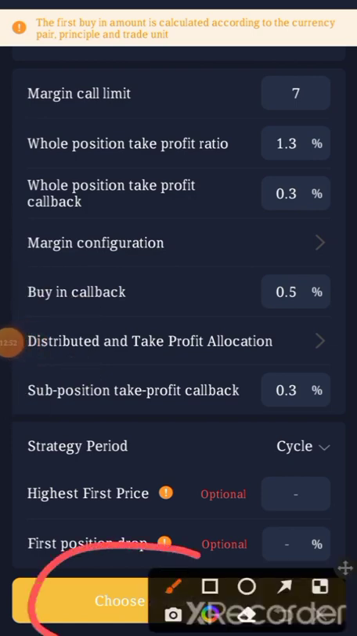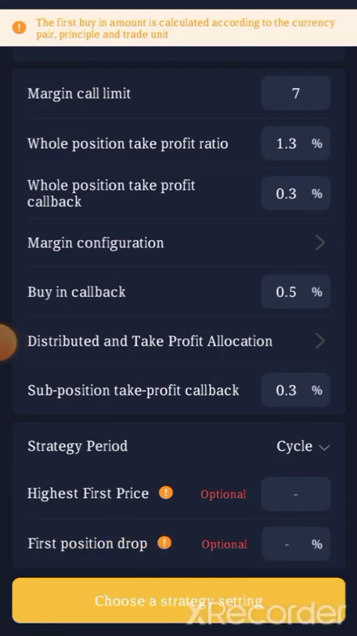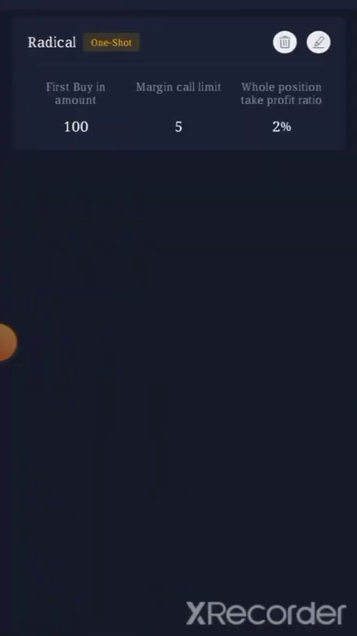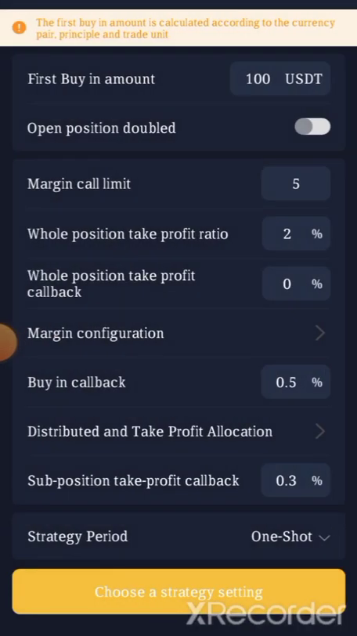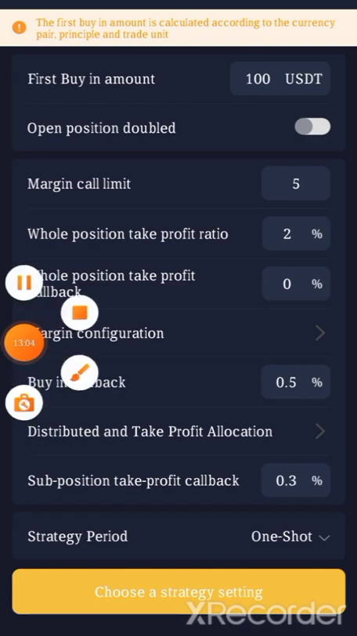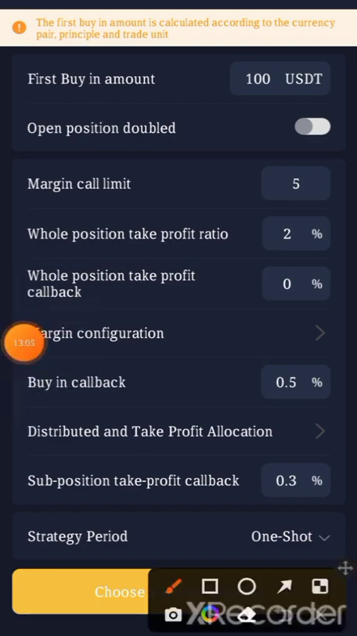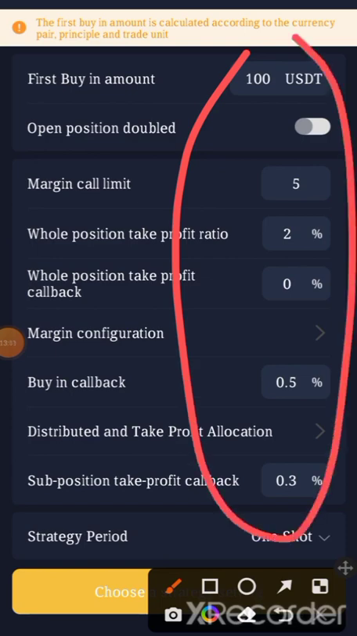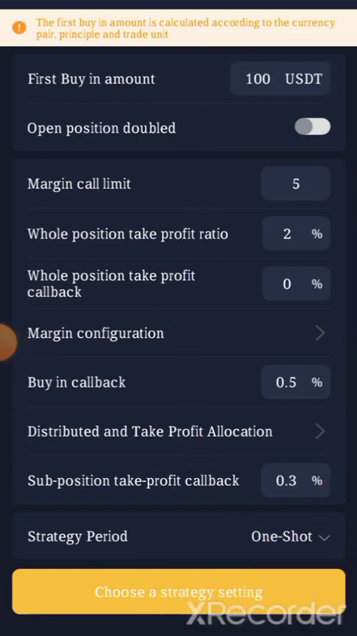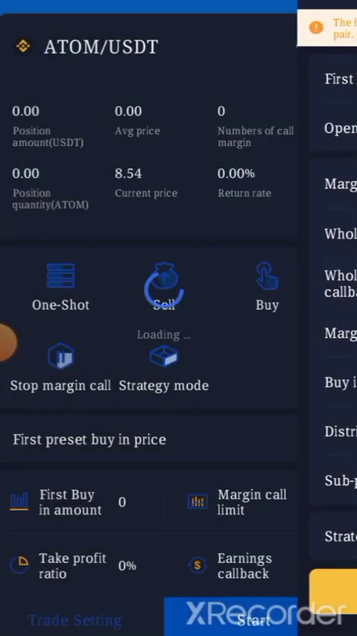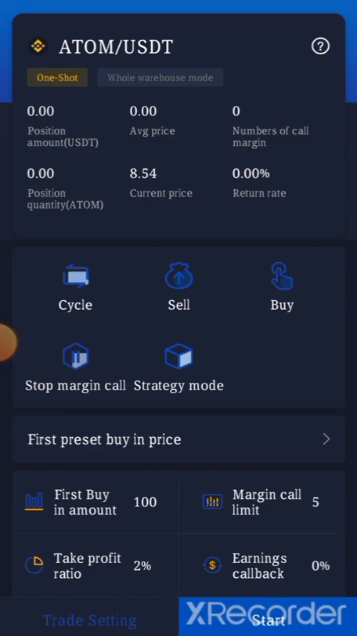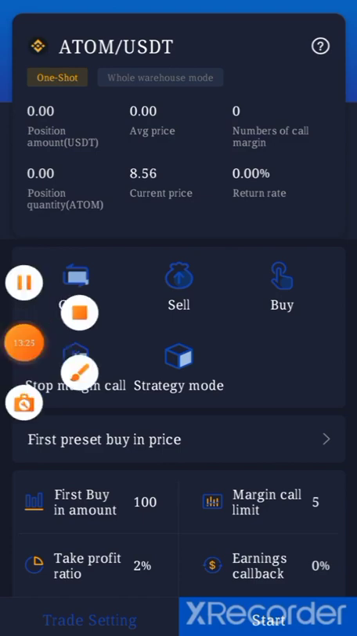It is written choose strategy period. You tap on it, and then tap on this very strategy of yours. You see, everything here has changed. It has automatically picked your own settings. After picking that, you come back and save at the top right again. You save and confirm. So that is the setup already loaded on the coin which you want to trade. And then you tap on start.